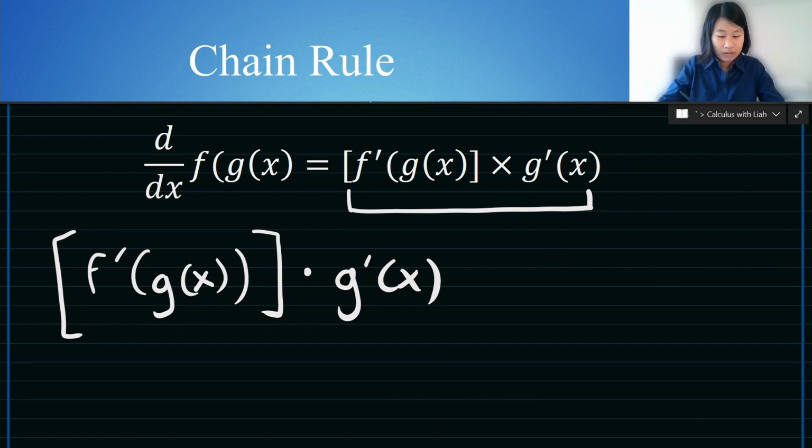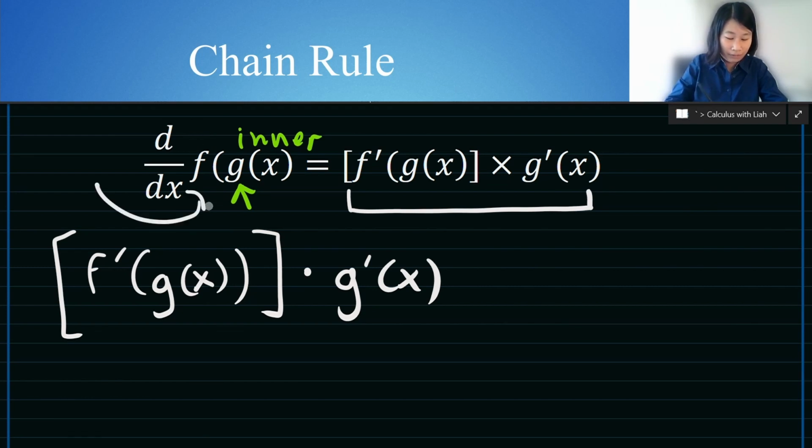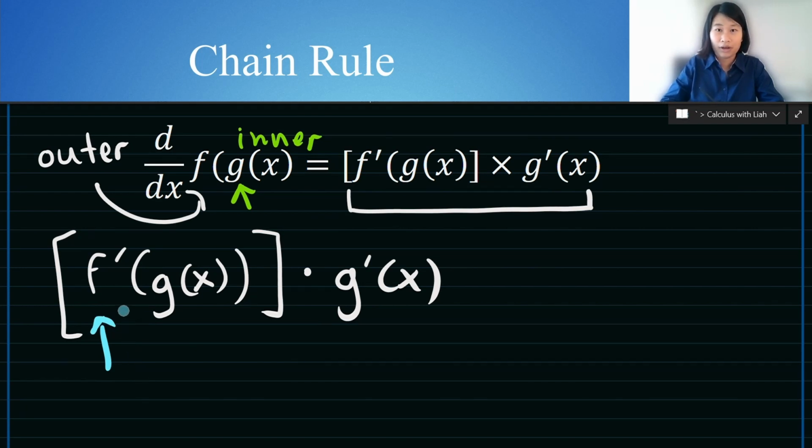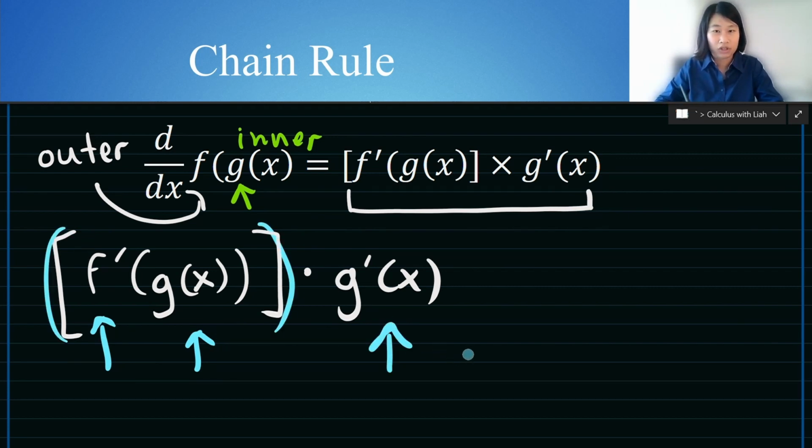Now, why are we doing all this work? Well, we're doing this to find the derivative of this composite function. And in this composite function, we see that g of x is going to be our inner function, alright, and f is going to be our outer function. So what this formula for the chain rule is saying is we're going to do the derivative of the outer function times the inner function, and then multiply this whole thing by the derivative of the inner function.